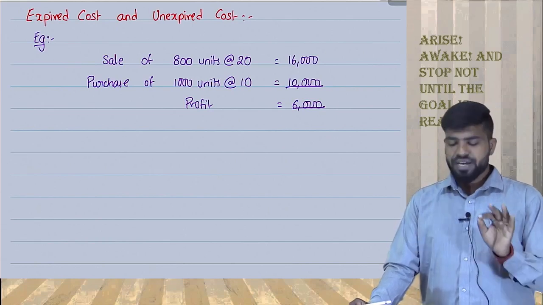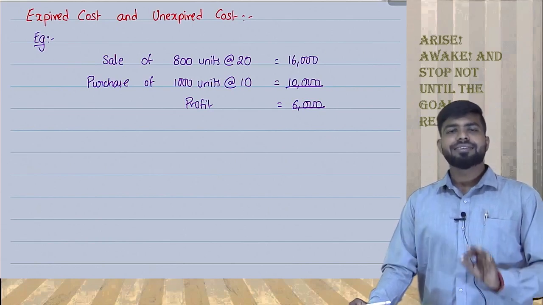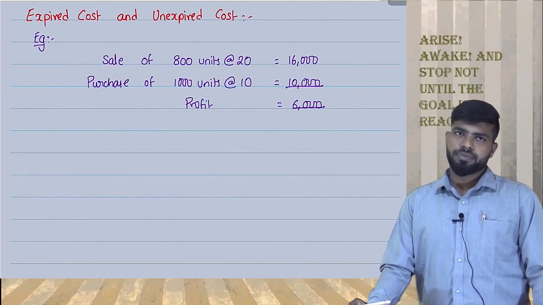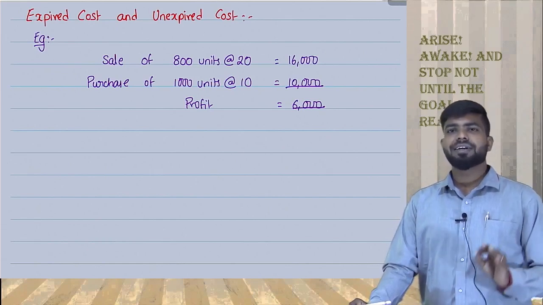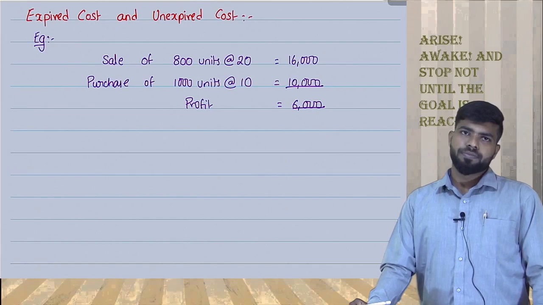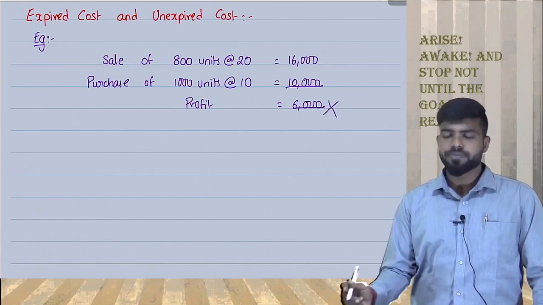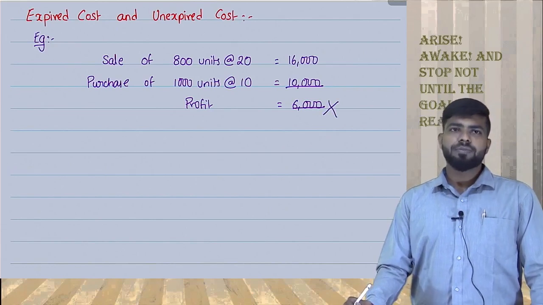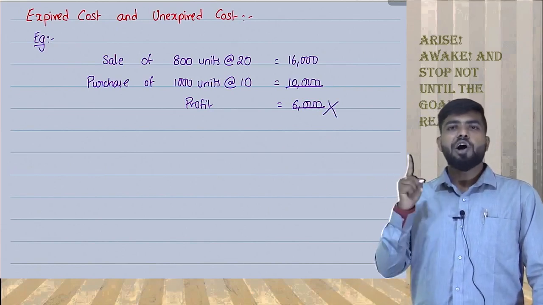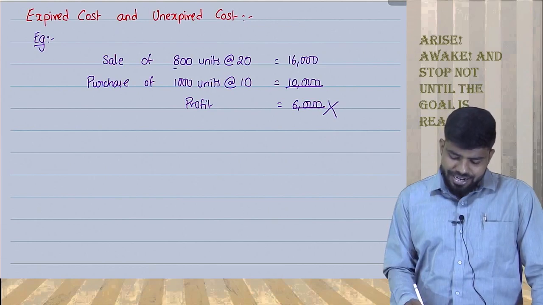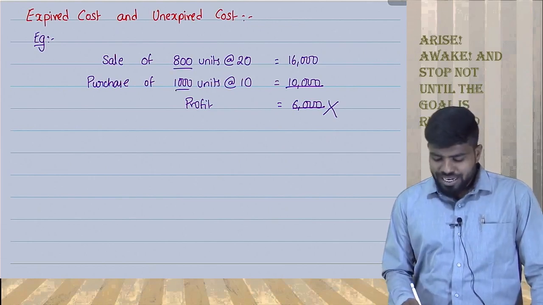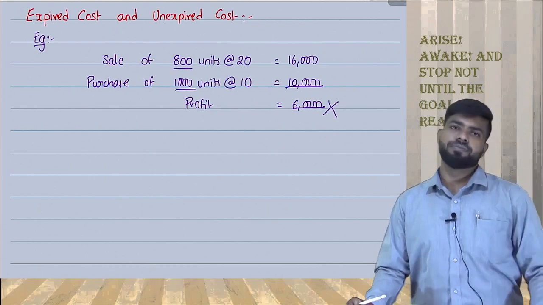You tell me whether the calculation I am making here is correct or wrong. The answer is, it's absolutely wrong. What is the mistake I am doing? I am wrongly comparing 800 kgs revenue with 1000 kgs cost, which is absolutely wrong.